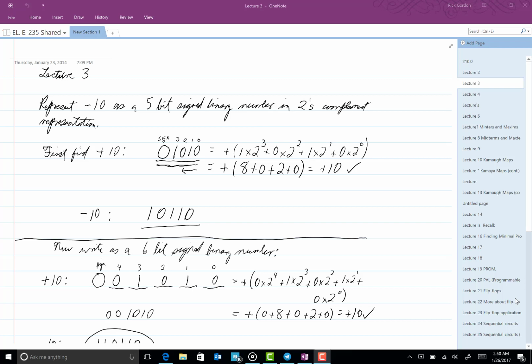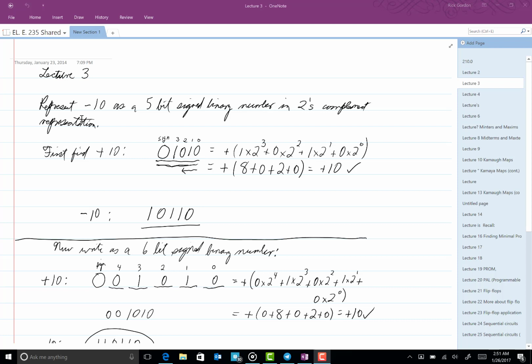Well, welcome to Lecture 3. In this lecture, we will continue to talk about 2's complement. So the first idea that we'll consider today is to try to represent negative 10 as a 5-bit signed binary number in 2's complement representation.